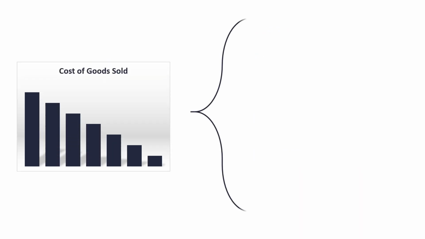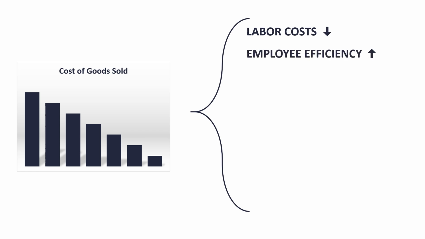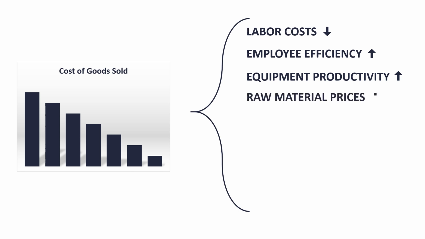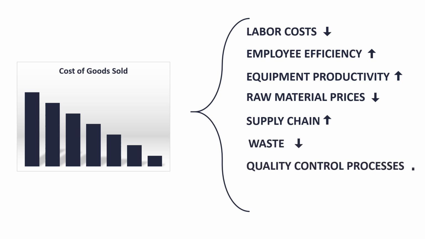There can be several reasons for the company's cost of goods sold to decrease. For example, decreasing labor costs, increasing employee efficiency, increasing equipment productivity, decreasing raw material prices, as well as optimizing the supply chain, reducing waste, improving quality control processes, and implementing more cost-effective manufacturing techniques.